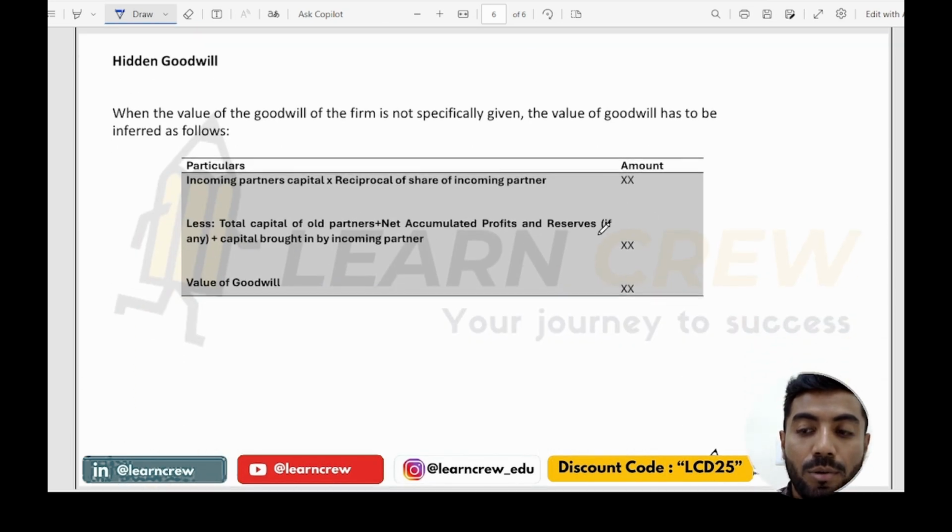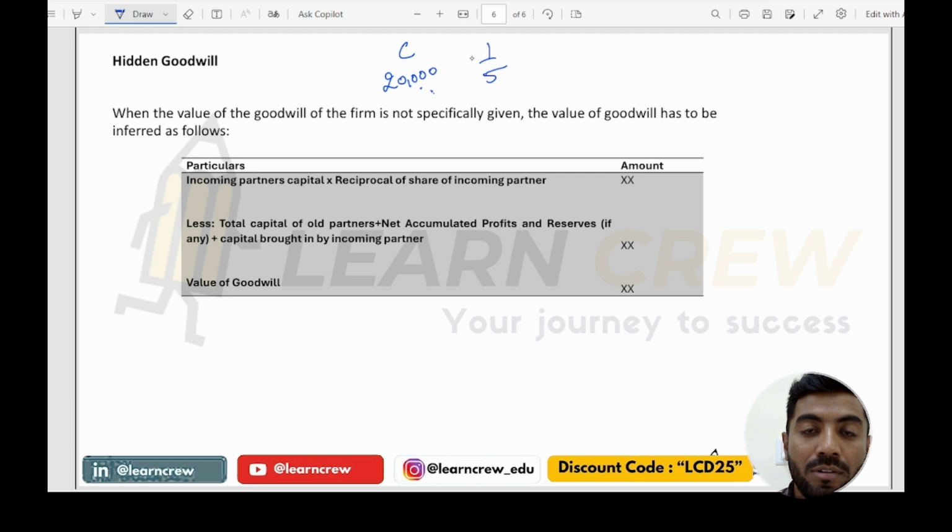Then coming to the hidden goodwill. Sometimes in a question there is some hidden goodwill. How do we find the hidden goodwill? Say, for example, the new partner, that is partner C, is coming in for a share of 1/5. Say he is bringing a capital of 20,000. So for a 1/5 share, if he is bringing 20,000, what should be the capital of the firm?